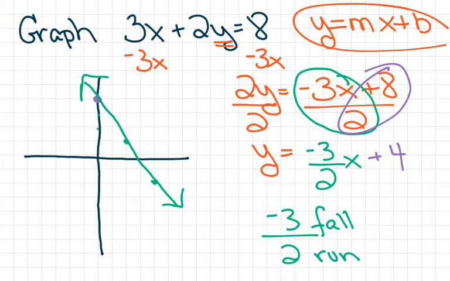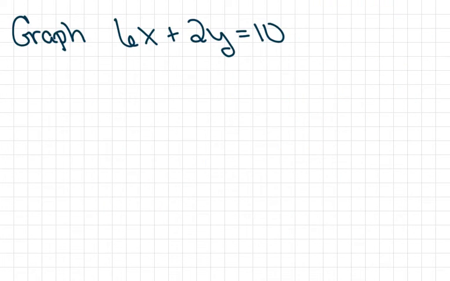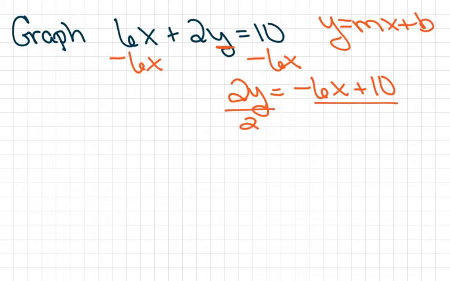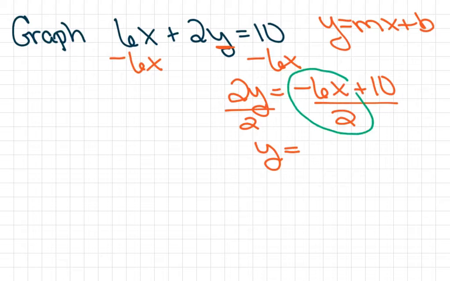Okay. Now again, this was a skill, rewriting this in y equals, that was from chapter 4. So let's practice one more time. Okay. Our goal is for it to read y equals mx plus b. So I got to get this y by itself. I'm going to minus the 6x, minus the 6x. That gives me 2y is equal to negative 6x plus 10. Okay. I'm going to divide by 2. Divide by 2, and I get y equals, and again, make sure you do the division on both parts, negative 6x divided by 2 gives me negative 3x, and 10 divided by 2 gives me 5.